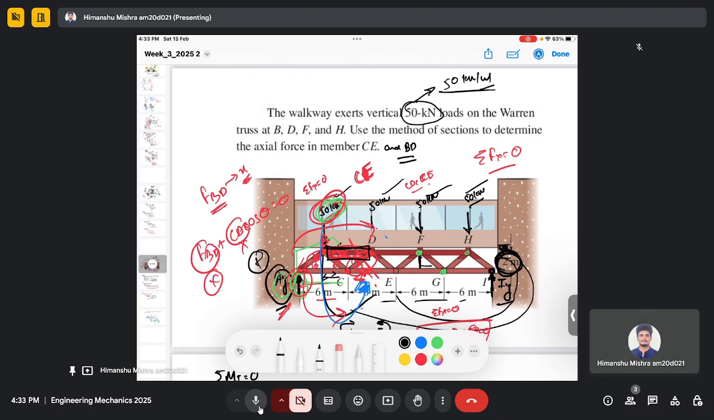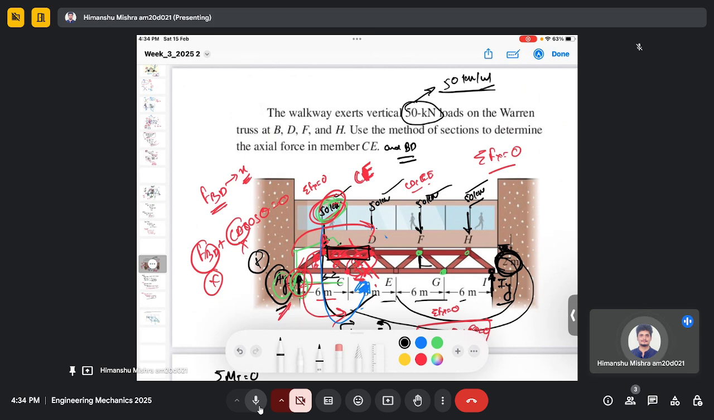Yeah, that's my question. So we have to also consider UDL. If UDL comes, we have to convert it to a point load, and then find the actual member force. Yes, yes. Okay. Thank you.